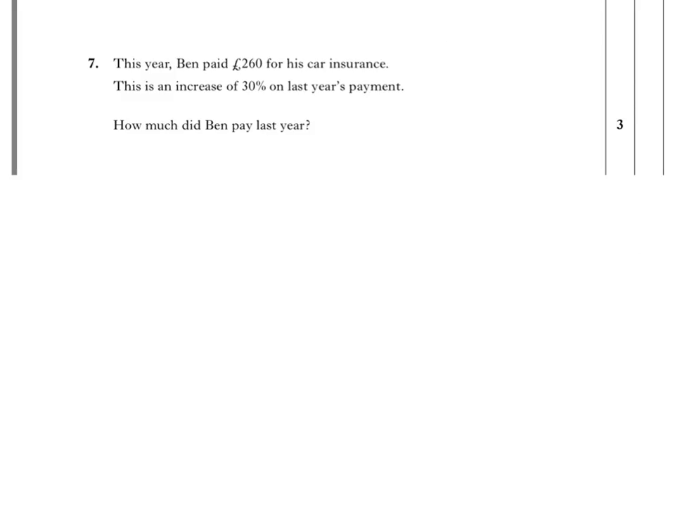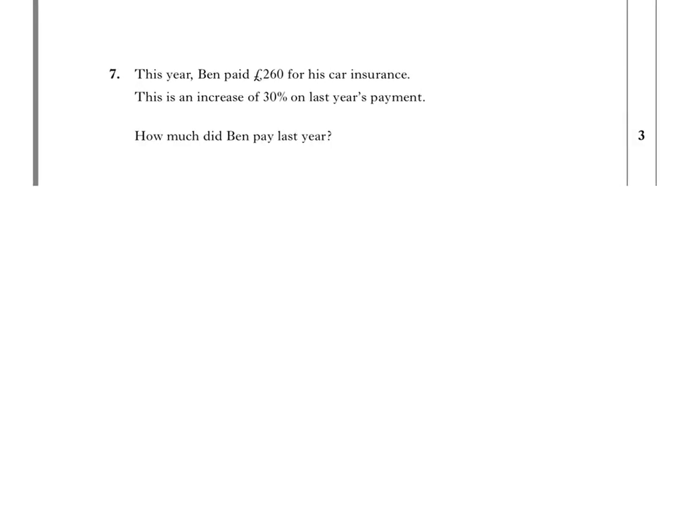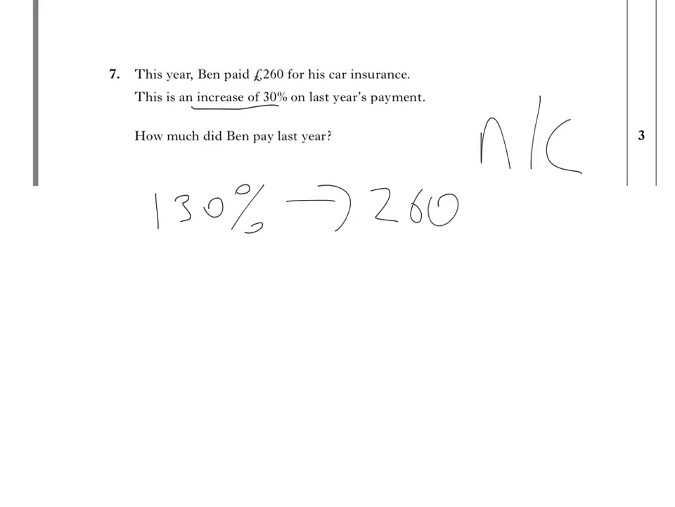Section 30, example 3. This year Ben paid £260 for his car insurance. This is an increase of 30% on last year's payment. How much did Ben pay last year? This is another non-calculator one. So again, it's about working backwards, reversing the percentage change. It's been an increase of 30%, so my starting point is 130%. And that's £260.